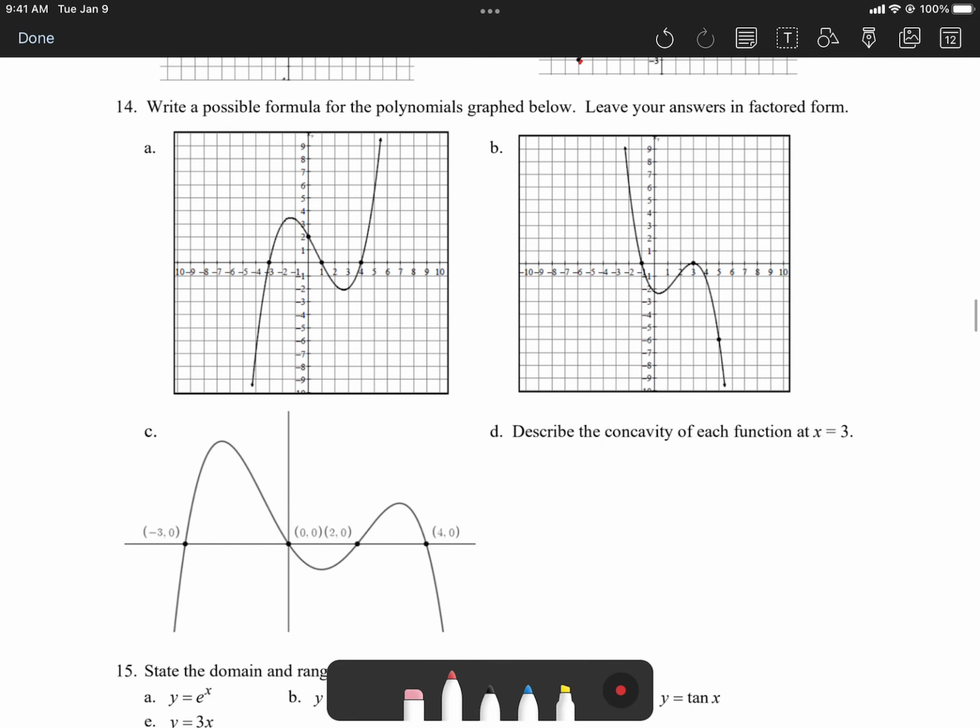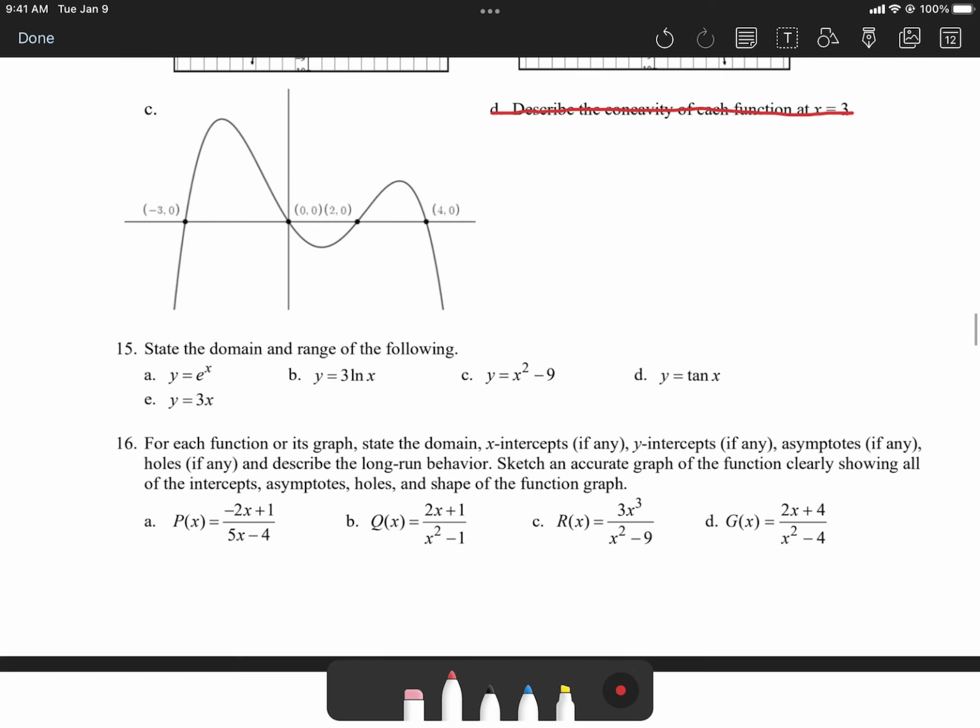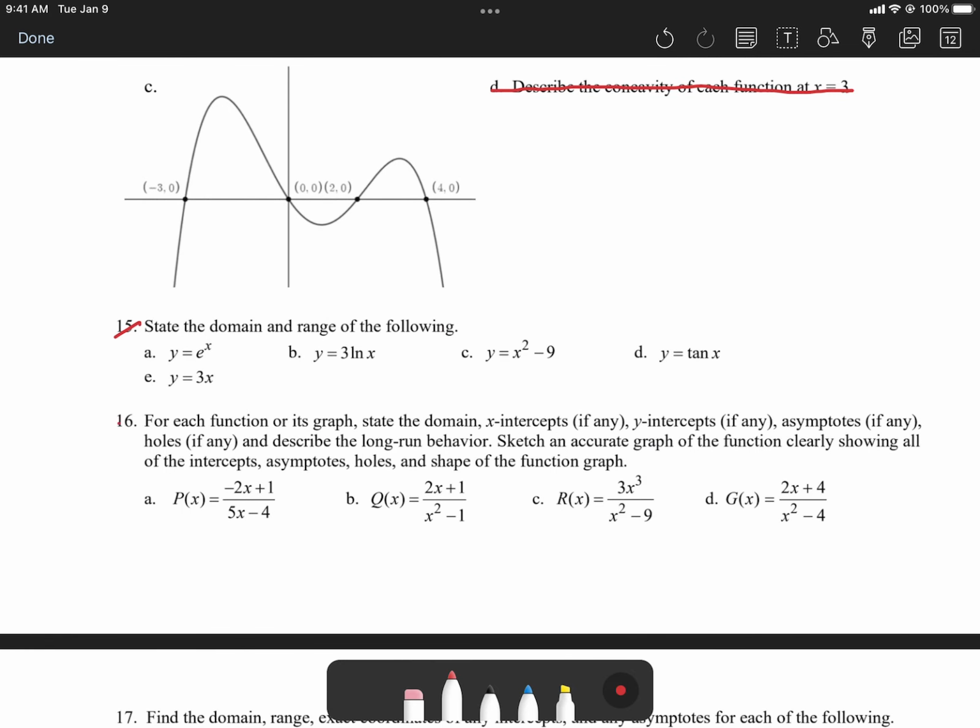14, writing a possible formula. We're going to do this. This is note card number 16. I do an example of this. And we also are going to cross off part D right here. So look at your note card 16, it walks you through the steps of doing all those. And then for today, we are going to skip 15 and 16. You're welcome to do them. You eventually will get to things, but I'm going to skip them for right now.